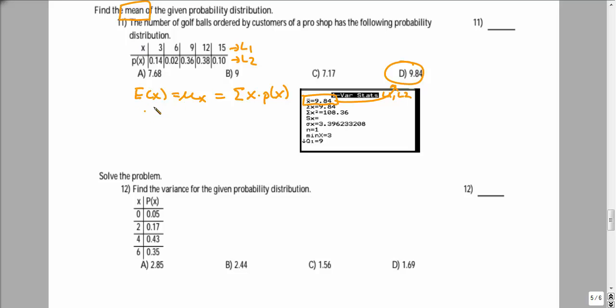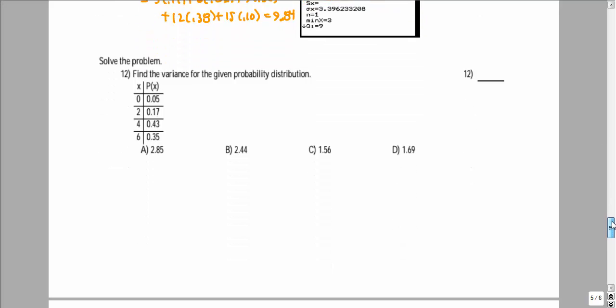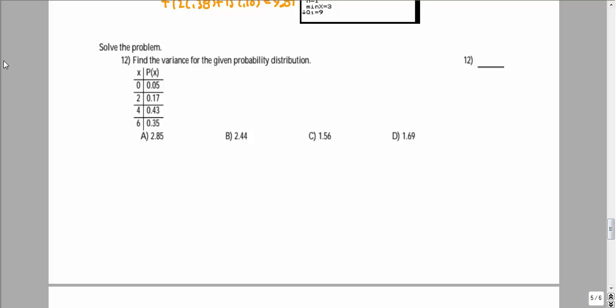Now if you do these by hand, I would take 3 times 0.14 plus 6 times 0.02 plus 9 times 0.36 plus 12 times 0.38 plus 15 times 0.1, and you'd run that through your calculator and you would get 9.84. Okay, so it doesn't matter if you use your calculator with the frequency list or you do it by hand, you'll get 9.84. It's probably a good idea to do both. Now this next problem is really the same thing in terms of entering the data, but what we want to do here is to find the variance, and so that's the difference.